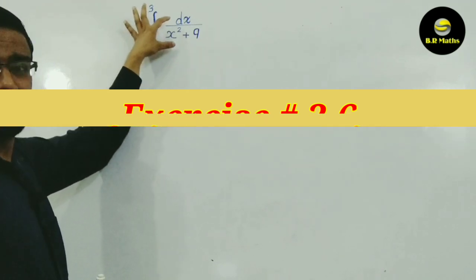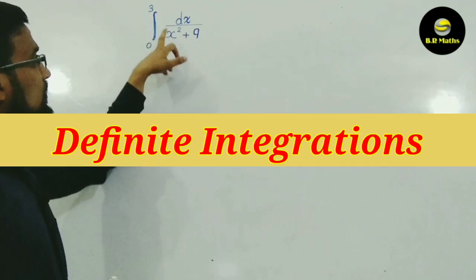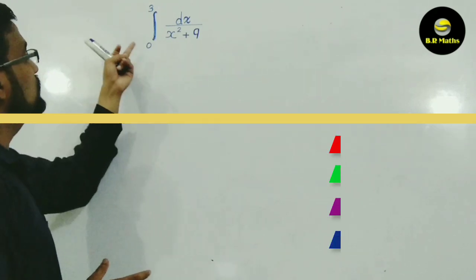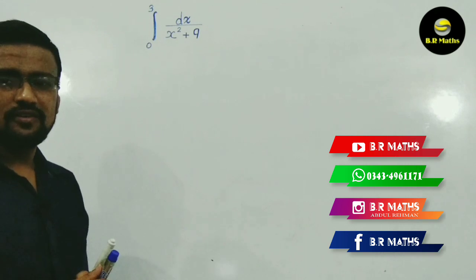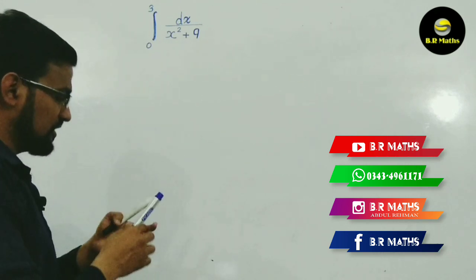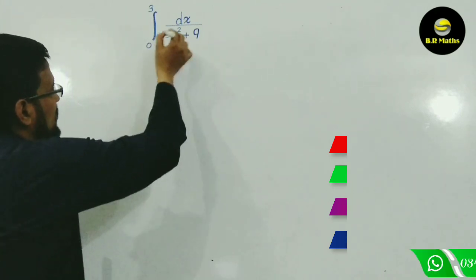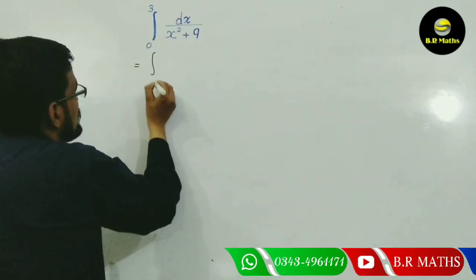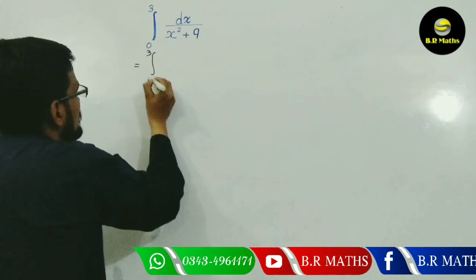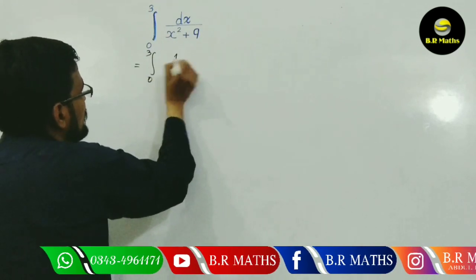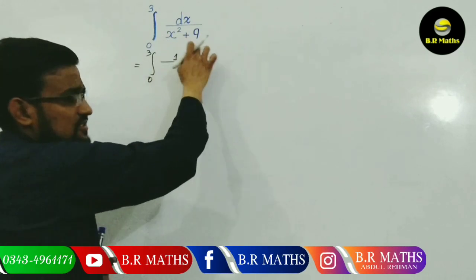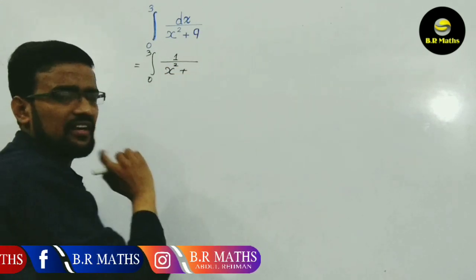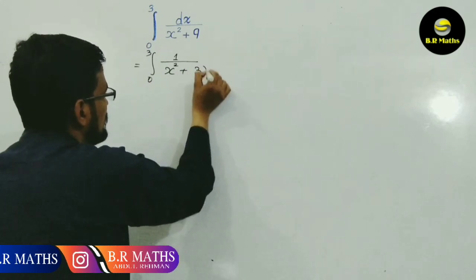Integrate with respect to x, 1 divided by x squared plus 9, from 0 to 3. So this is a definite integral question. So let's start the integration of this question. From 0 to 3, this is 1 over x squared plus 9. So 9 is the square of 3.